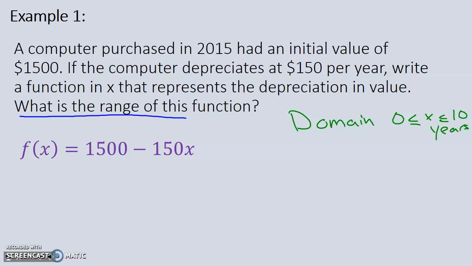So thinking about our range, those are going to be our y values. And for our y values in this case, we're talking about money. So dollars. Y is our dollars in this case. So if no years have passed, how much was that computer worth initially? $1,500.